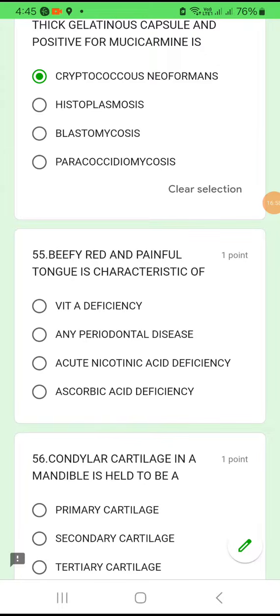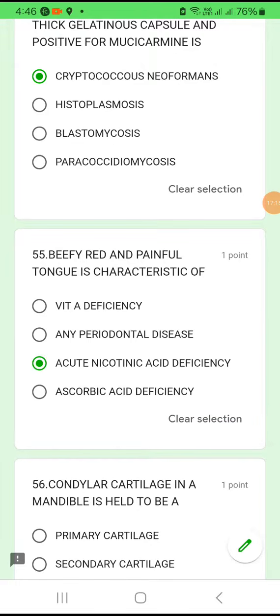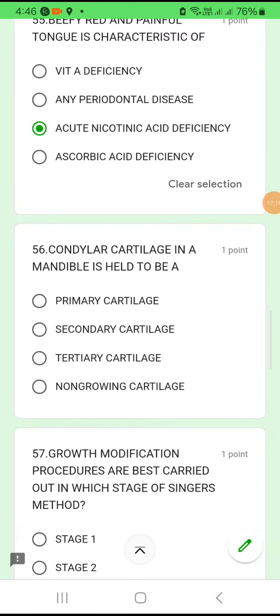Question number 55. Beefy, red and painful tongue is characteristic of vitamin E deficiency, or acute periodontal disease, nicotinic acid deficiency, or ascorbic acid. You get a beefy, red and painful tongue when you have nicotinic acid or niacin deficiency. Okay, niacin deficiency or nicotinic acid deficiency. Okay, option C is the answer. 56.